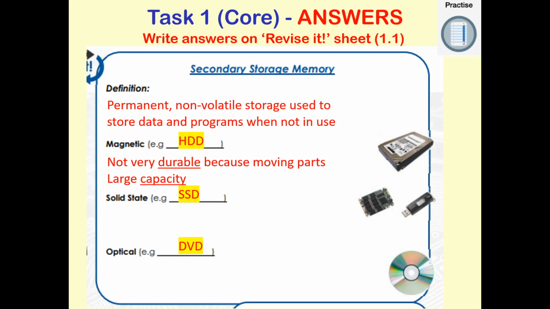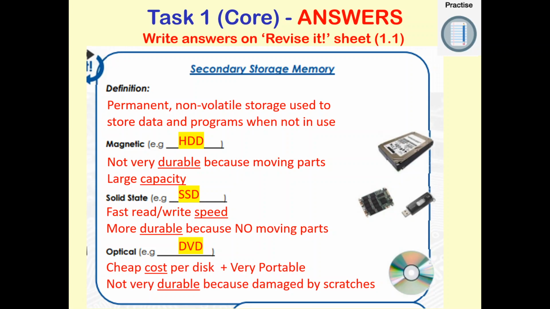Solid state drive, or SSD. Fast read-write speeds, and it is more durable because it has no moving parts, but it does have a limited lifespan. And optical discs, things like DVD: they are cheap cost per disc, they are very portable, but they are not very durable. They can be damaged easily by scratches. They are waterproof. Check your answers carefully, please. Make sure you've got two facts using those keywords such as durability, capacity, etc. for each one. You will need them in the exam.